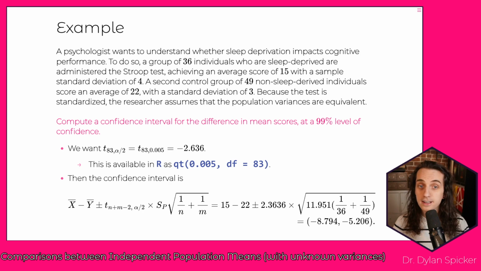And so that's our 99% confidence interval for the difference in performance between individuals who are sleep deprived and not sleep deprived on the Stroop test, assuming that they have pooled variance.